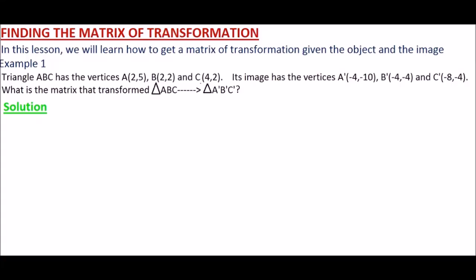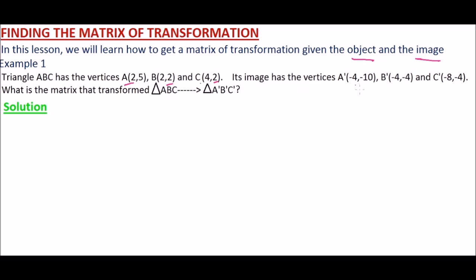So this is our second lesson in the topic matrices and transformation. In this lesson, we will learn how to get a matrix of transformation given the object and the image. So we are going to do that using an example. We are told that we have triangle ABC and the vertices are A (2, 5), B (2, 2), and C (4, 2).